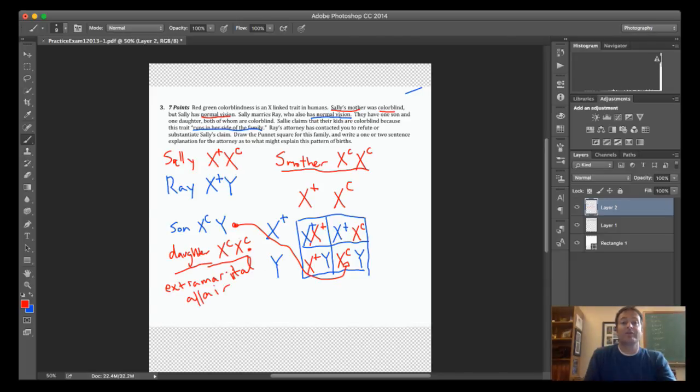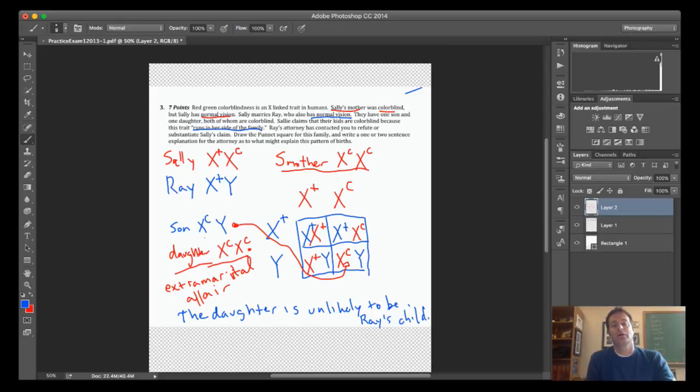Okay? So the only way for Sally to have a colorblind daughter is if she had a daughter with a colorblind man who could give her this other X chromosome. Ray could not. So that would be the interpretation. And so to answer this question completely, you'd have to show this Punnett square and then state something, in one sentence, for example, that says the daughter is unlikely to be Ray's child, or something similar.